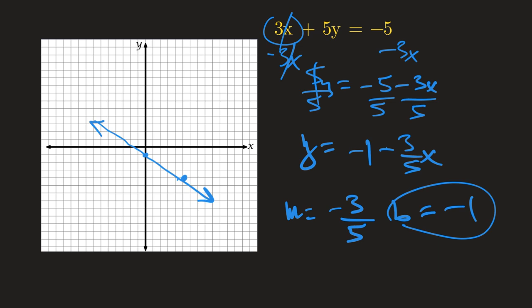Guys, you're going to get the same line if you went up 3, left 5. If we go up 3, left 5, 1, 2, 3, 1, 2, 3, 4, 5, you're going to be right there. Again, if that slope is negative, that negative sign can only be with one or the other number. You're going to get the same thing. We've got a downhill line, we've got a graph. Okay?